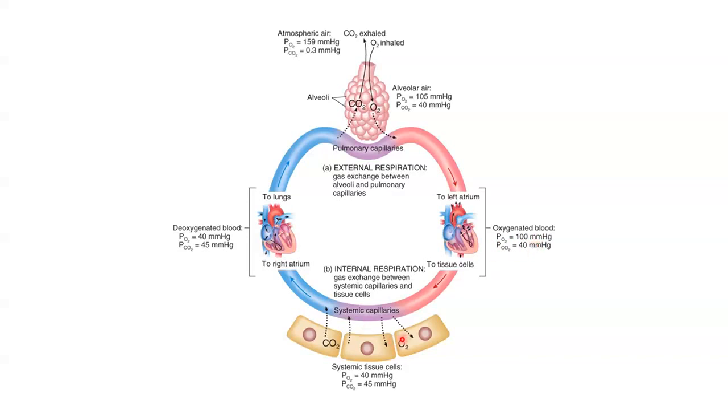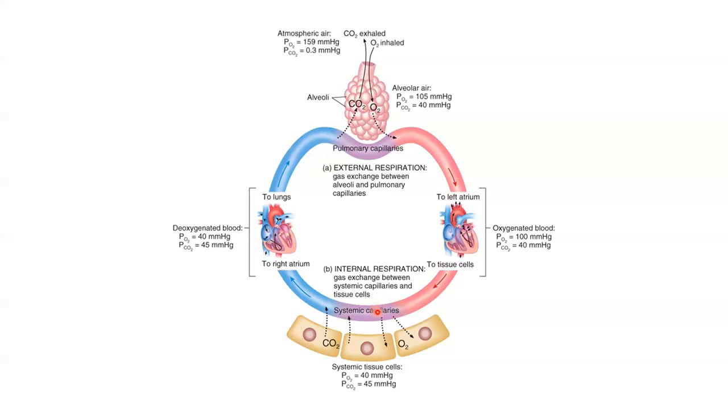In our tissue cells, it's quite low. So it's 40 millimetres of mercury. And think about it, this makes sense. Our cells are using oxygen, so it's going to be lower within the cells than it is in the blood. Because of this difference in the partial pressure, the oxygen will go from the systemic capillaries into those tissue cells, and it will continue coming into the tissue cells until there's no difference in the partial pressure between the tissue cells and the systemic capillaries.